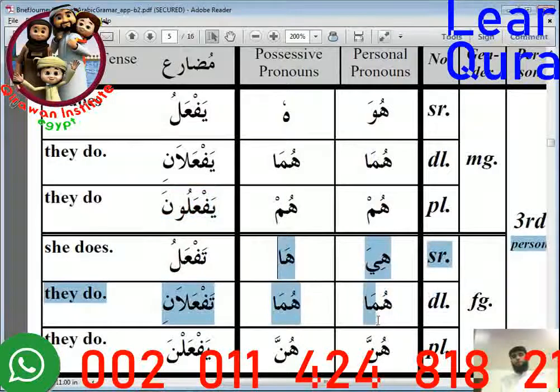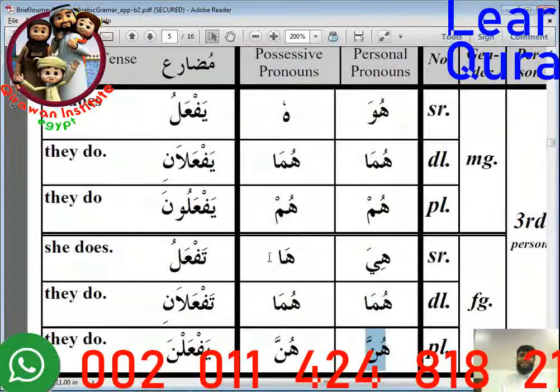Okay, for females, right? Hiya is she, huma is two females, hunna is they, female, and ha is her, huma is for two females, and hunna is for them. Okay, so taf'alu, she does or she will do. Dhahaba would be tadhhabu. So you see, yaf'alu, taf'alu. So only difference is ya and ta. Okay, similarly, taf'alani instead of yaf'alani.